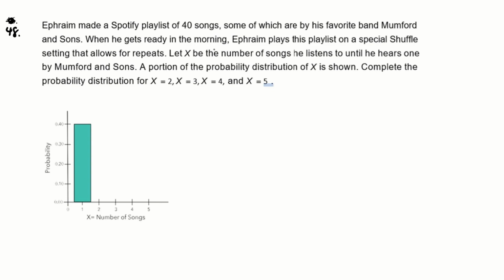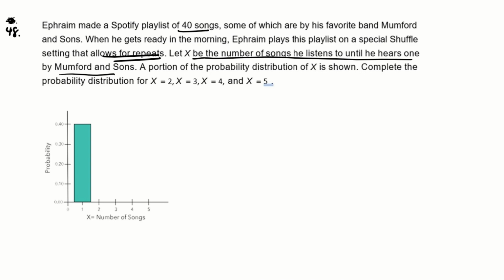Okay. So it says let X be the number of songs he listens to until he hears one by Mumford and Sons, and he has a playlist of 40 songs. And then notice that it allows for repeats, so that means the probability of success is going to be the same. Now we don't know directly how many are by his favorite band, so we don't know what the P is, but we can calculate what the P is.